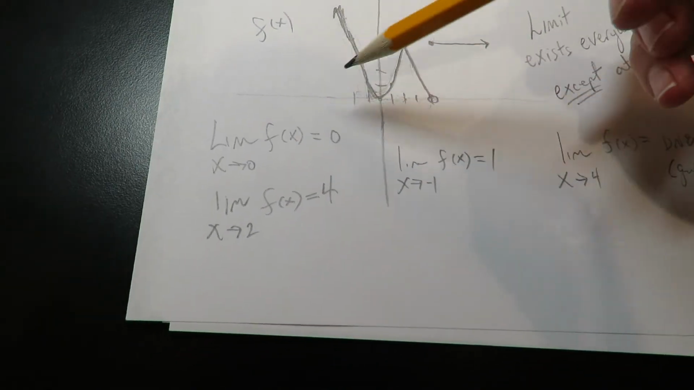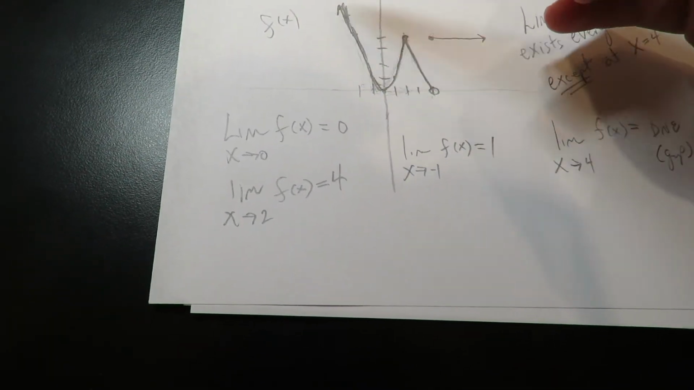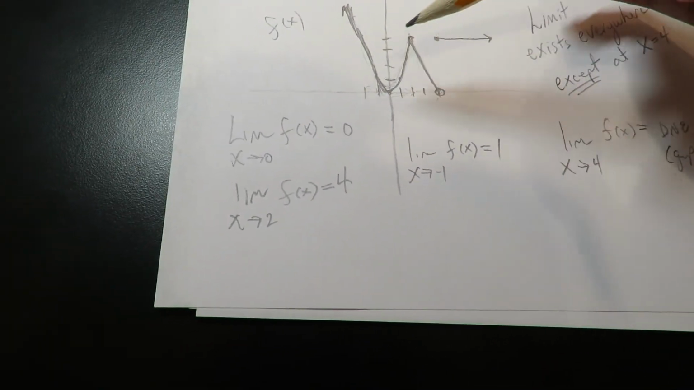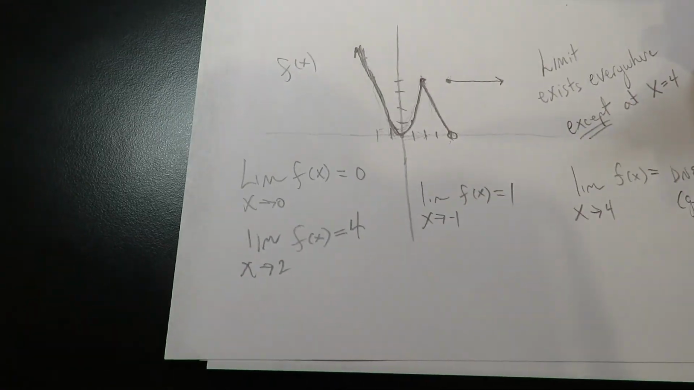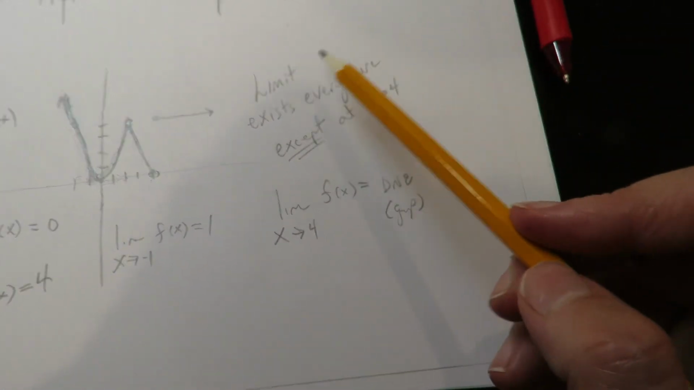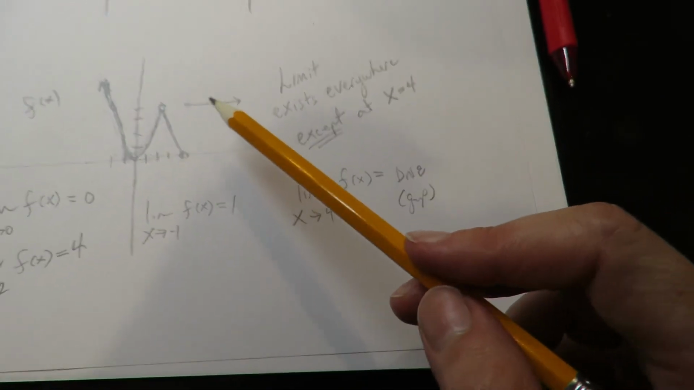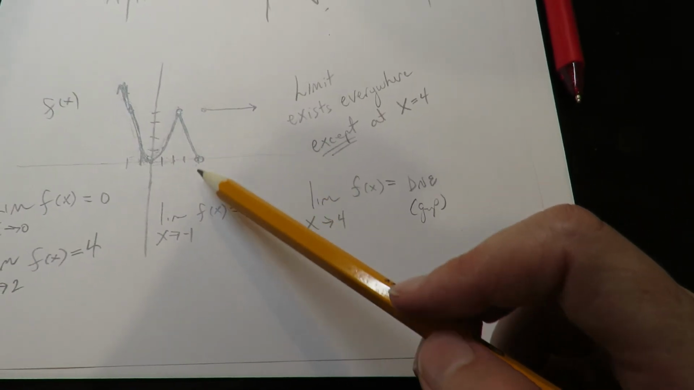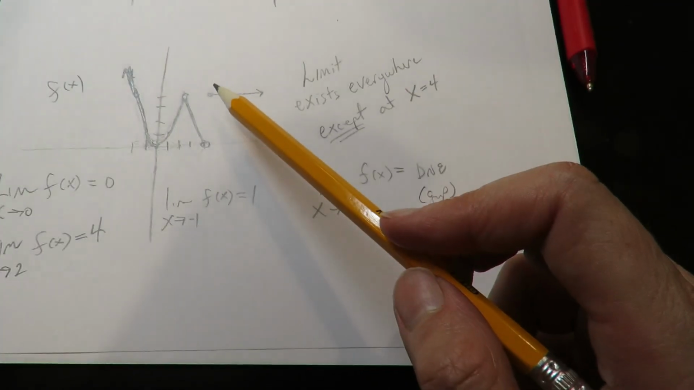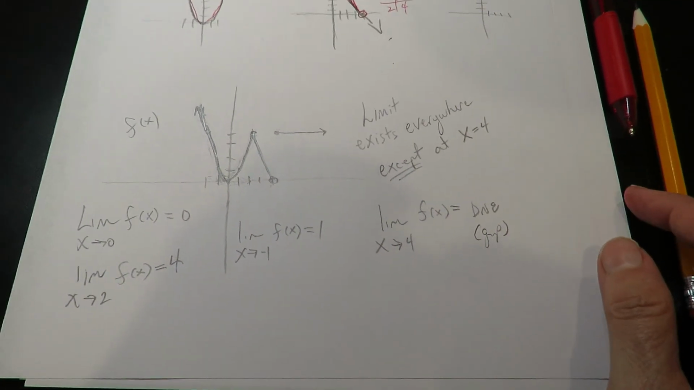So the idea is if the function is continuous, you can find the limit there as long as you're not at a VA, a gap, or an increasing oscillation. Okay, so again, this graph has limits everywhere except where this gap is right here, because the heights don't approach each other. Okay, gang, I hope that helped.